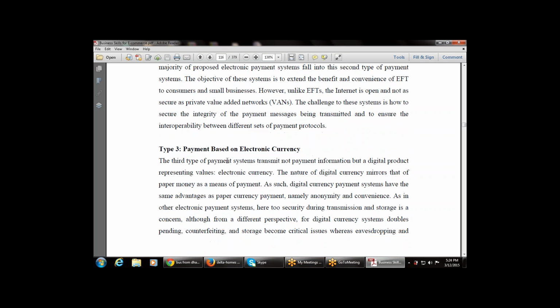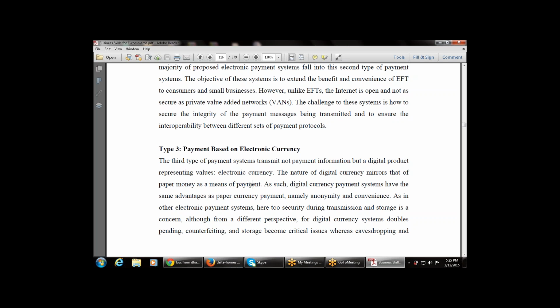The third type of payment system transmits not payment information but a digital product representing value, that is the electronic currency. This is the third type of payment that not only transmits the payment information but also a digital product that represents the value, that is the electronic currency.